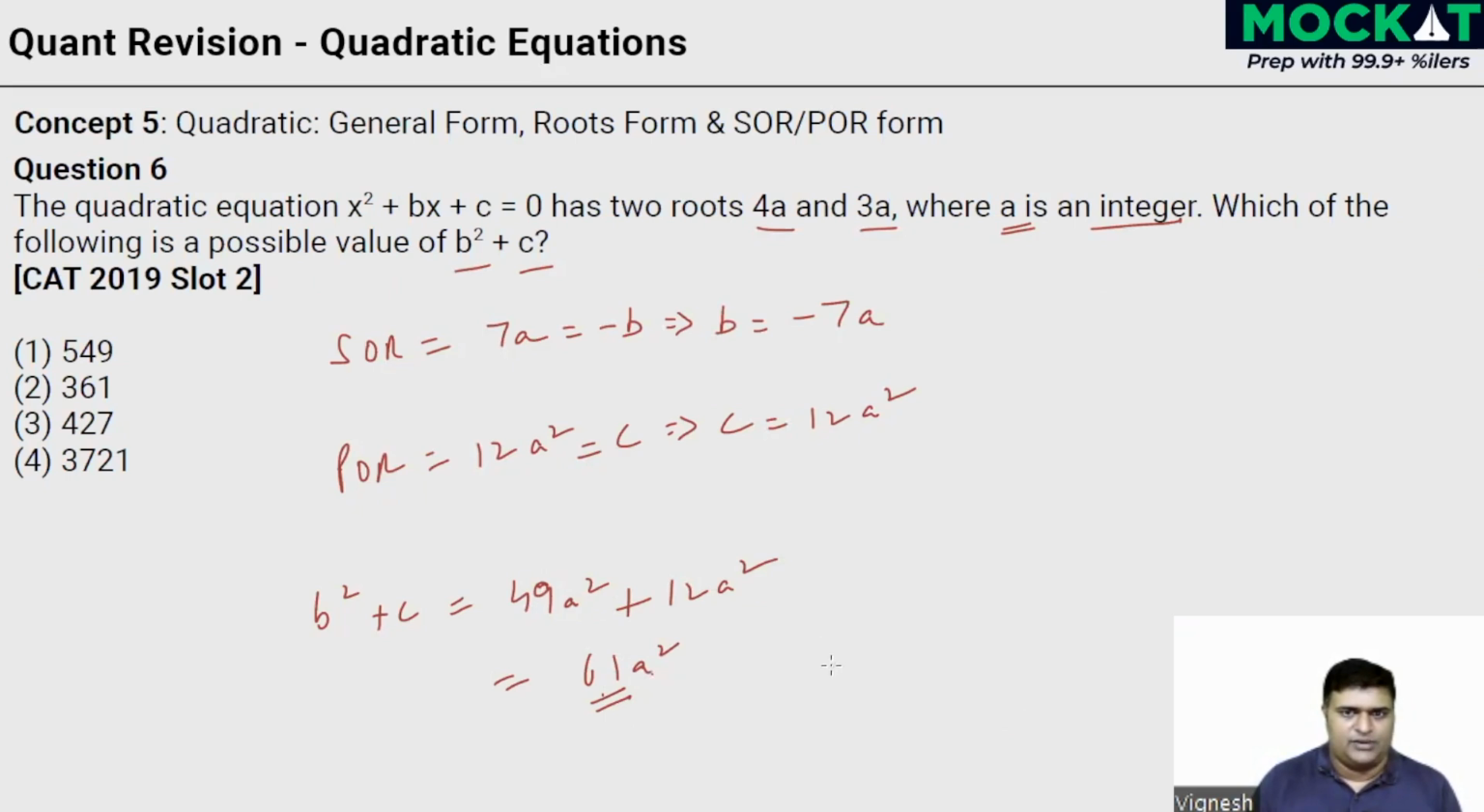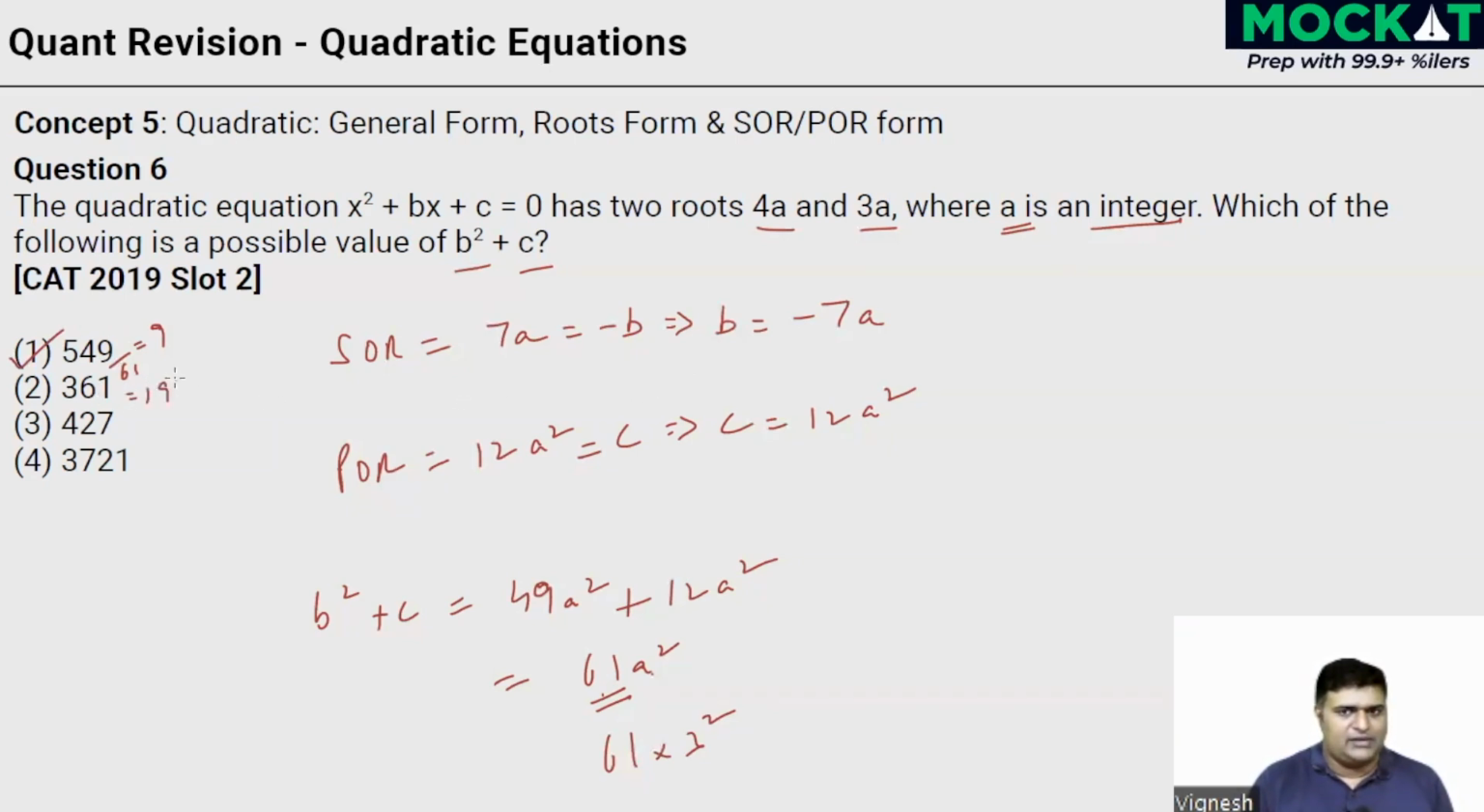An integer square. Where am I getting a 61 times an integer square? Take the 549. Is it divisible by 61? If I divide, I'm getting a 9, right? 61 into 3 square, right? That seems fine over there. So 549 seems to satisfy. You can just mark that and keep going.